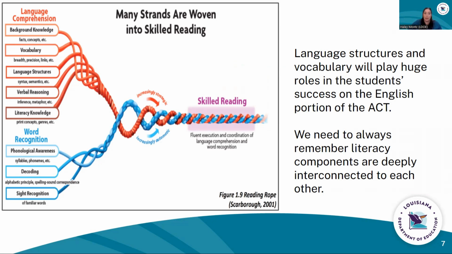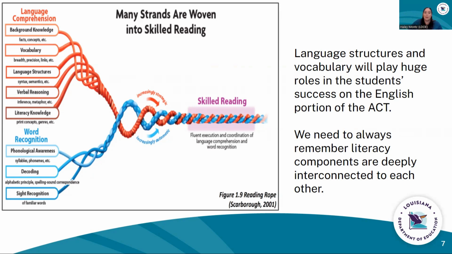They're going to be asked to apply what they know about how to use a comma correctly or how to properly develop a complex sentence. They'll be presented with questions that require them to know the foundational conventions of English, but in an application-based format. So it's heavily aligned to the language structures and vocabulary strands on Scarborough's reading rope, which is the framework that represents the various areas of literacy that is needed to be a skilled reader.